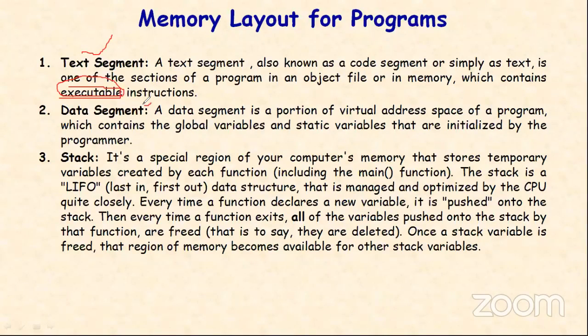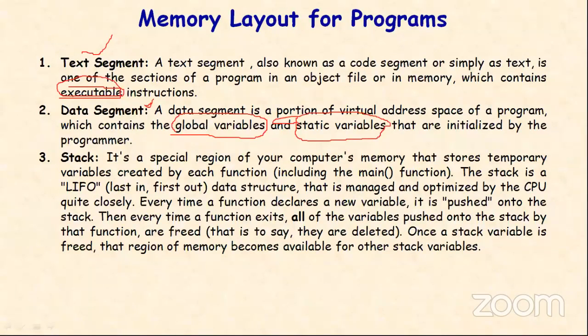And in the data segment, what will be stored is data values, that is your global variables, whatever global variables you declare, or whatever static variables you declare and initialize. These are all stored in the data segment. Next, the stack is a special region of your computer's memory that stores temporary variables. In your program, temporary variables means your automatic variables or register variables.